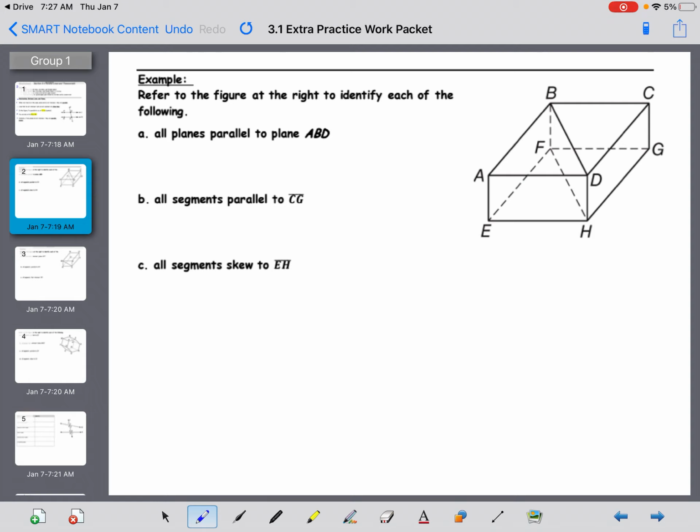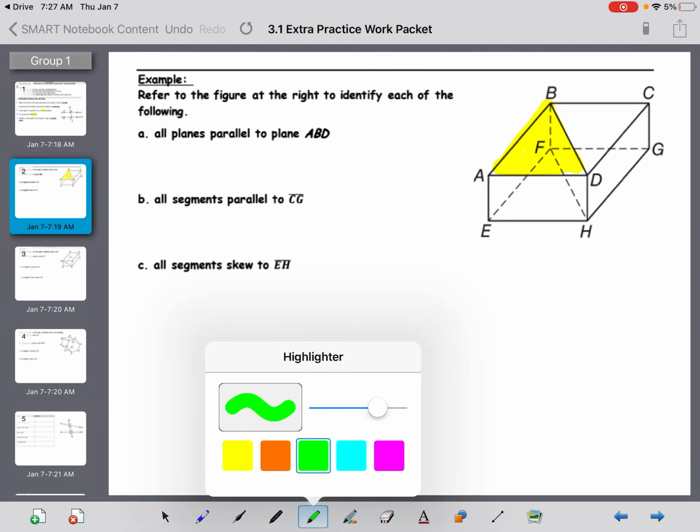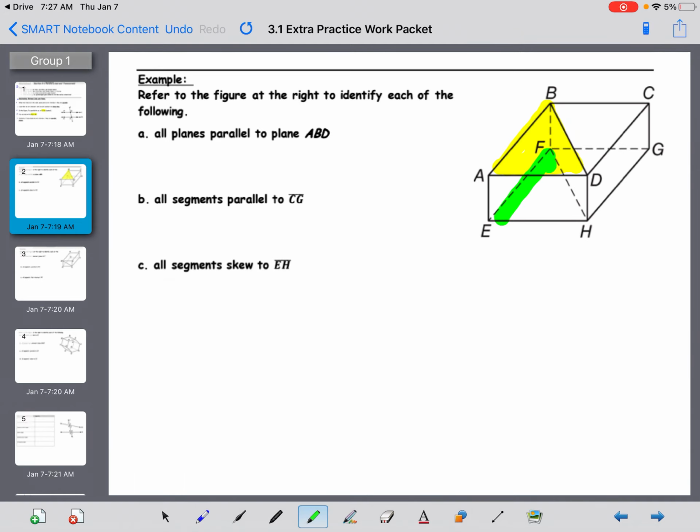Okay, refer to the figure at the right to identify each of the following. All planes parallel to plane ABD. Well, ABD is your top triangle here, okay? So the only plane that's going to be parallel to that is going to be EFH. All segments that are parallel to CG. Well, CG is your vertical line. BF, AE, DH are all parallel to each other, okay?